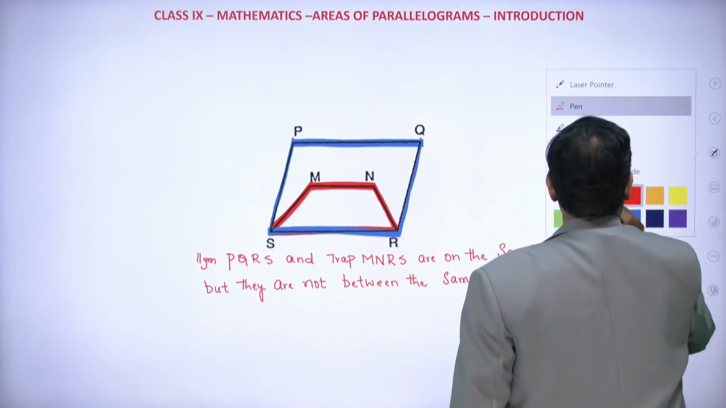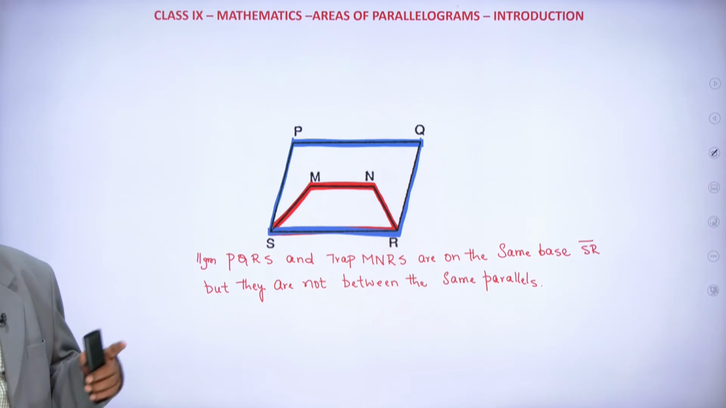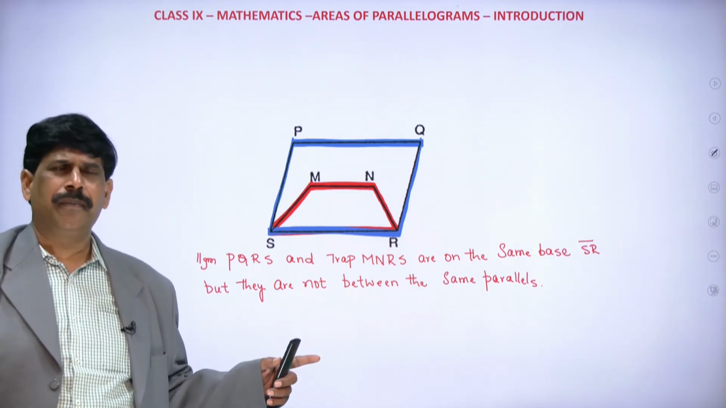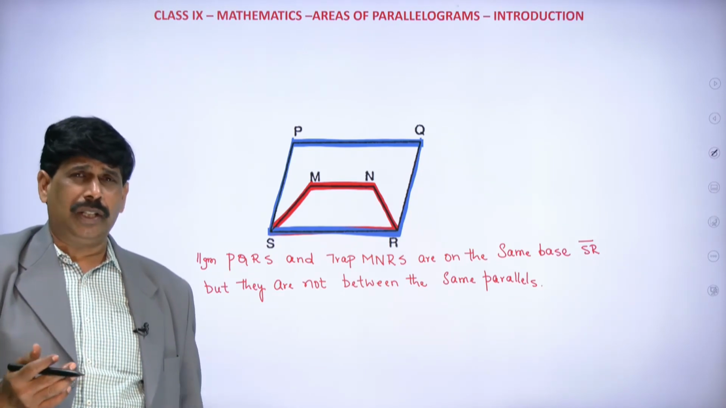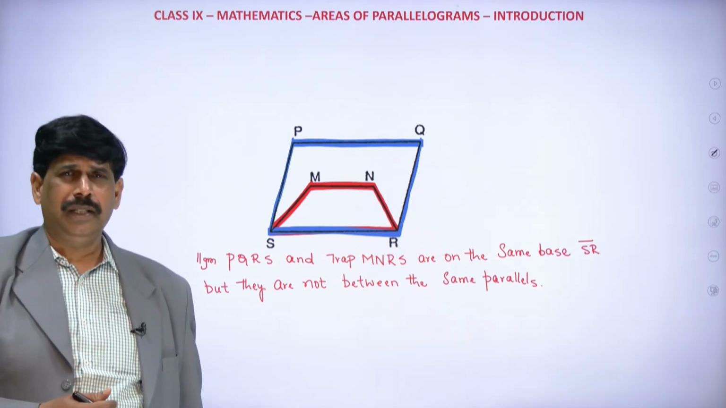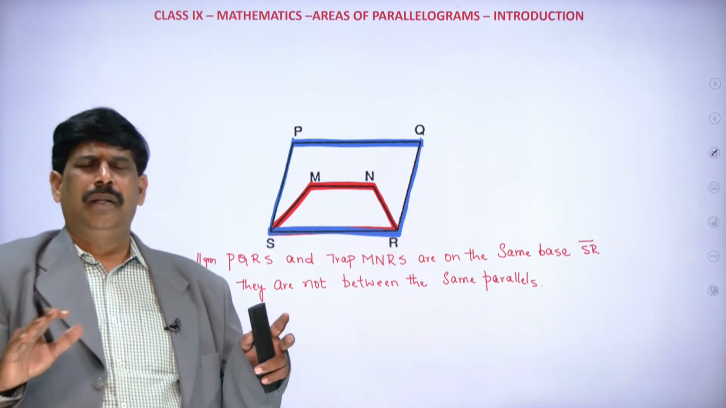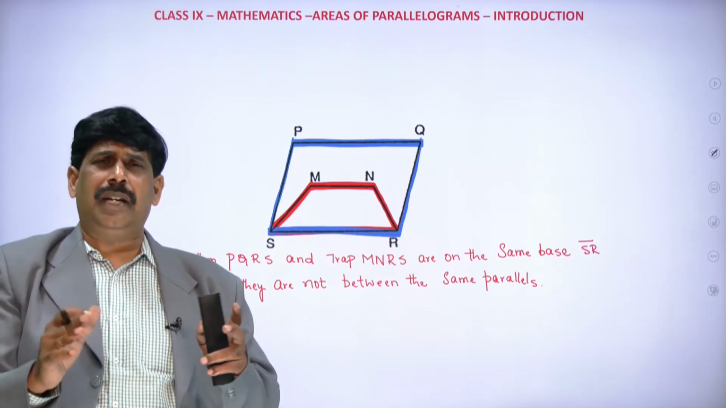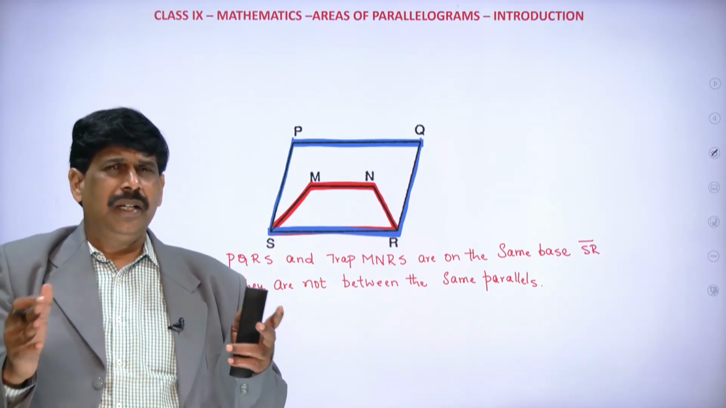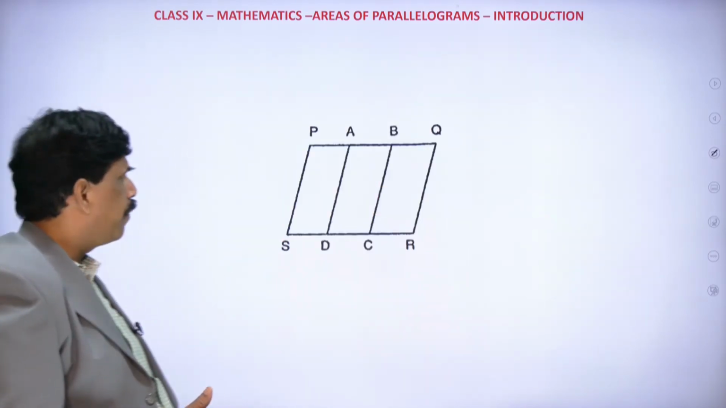It's clear? Understood now? So you are seeing a parallelogram as well as a trapezium. Both of them are on the same base, but they are not between the same parallels. Clear? So you should get an idea after looking into the diagrams, you should be able to say which of them are on the common base and in between which two parallels. Let us see the next one here.